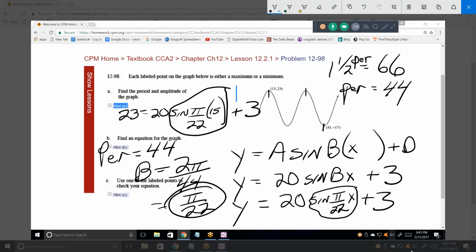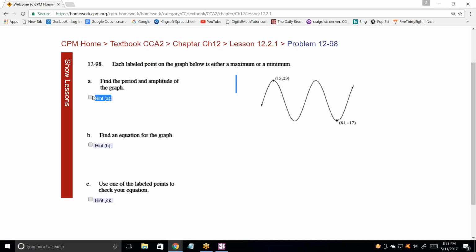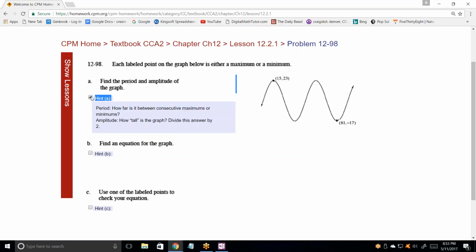Will they give us answers if we keep hitting their buttons or not? Will they give us the answer? Depends on the problem. I'm kind of curious because each labeled point is either a maximum or a minimum. How far between consecutive maximums or minimums? We did that. How tall is the graph? We did that. Divide it by 2.